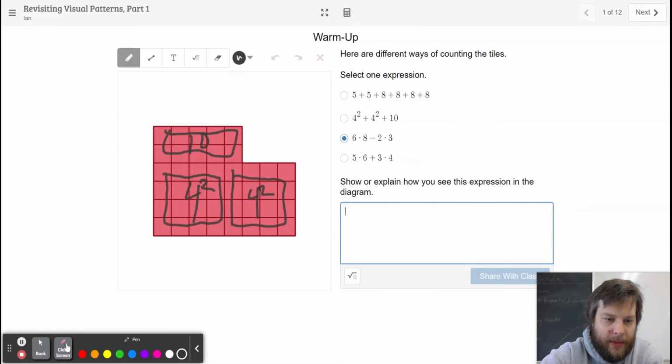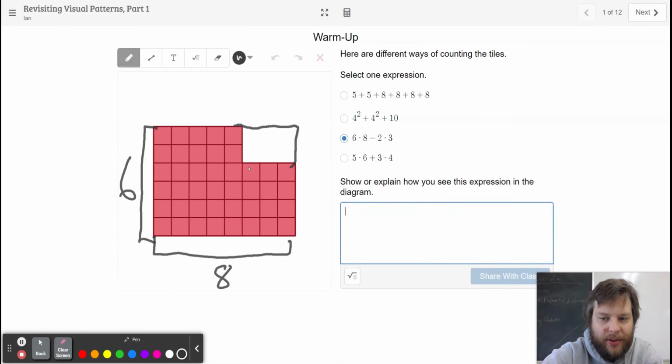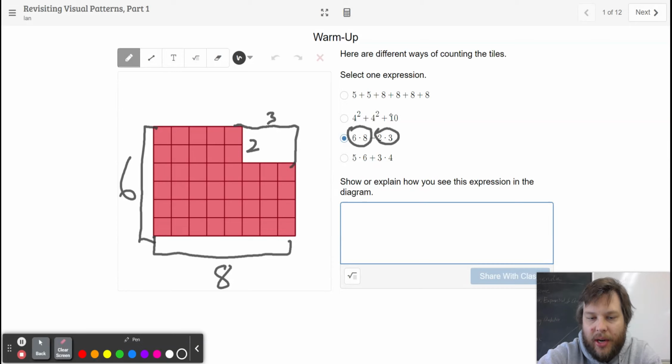6 times 8 minus 2 times 3. I think this one's my favorite one. If you notice that this height is 6 tiles and then this is 8 tiles, that would give us the total number of tiles if the box was all the way filled in. But we had a little missing corner of 2 by 3. And so 6 times 8 is the whole box, 2 times 3 is the missing corner. Subtract those, you'll get the number of tiles that are there.